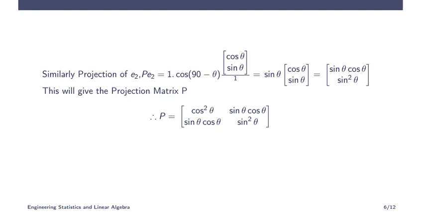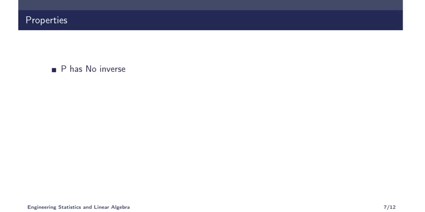If you see here, this will be cos square theta times sin square theta. If you multiply the other diagonal also, that will be sin square theta cos square theta. So if you subtract, the determinant will become 0. So the inverse of P does not exist. By definition also, there is no inverse for P. Projection is projecting onto a line. We cannot invert that operation.